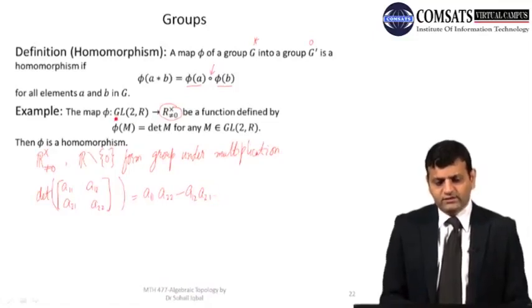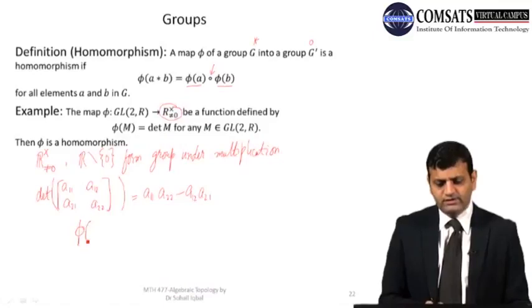So this function phi, which is from the set of all invertible 2 cross 2 matrices with entries from the set of real numbers to R star, the non-zero real numbers under multiplication, is a function defined by this. Then this function is a homomorphism. So why is this a homomorphism?